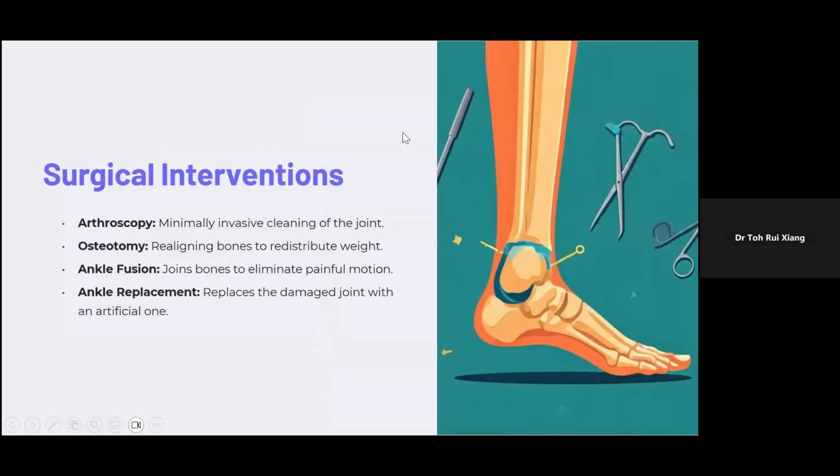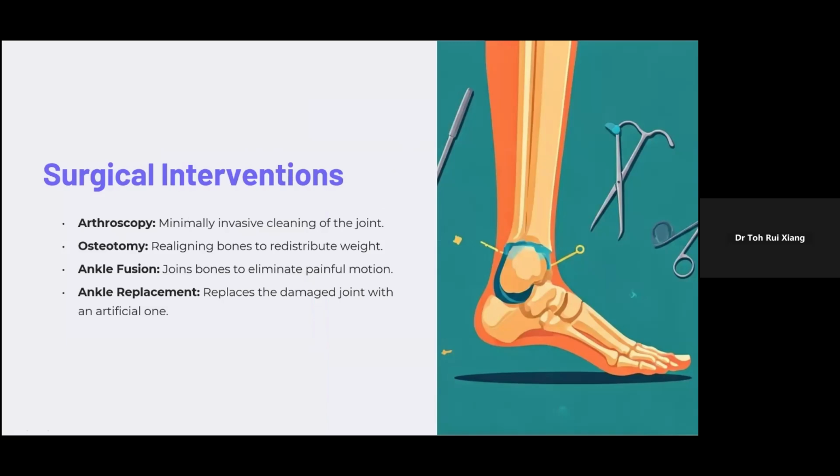So what kind of surgical interventions should we be looking at? So there is a range of options available. One would be arthroscopy, which is covered briefly by Dr. To earlier on. I'll go into a little bit more detail subsequently. There is an option called osteotomy, which basically means cutting the bone in the hope to realign it, to redistribute the weight in the ankle joint and reduce overloading in certain parts of the joint.